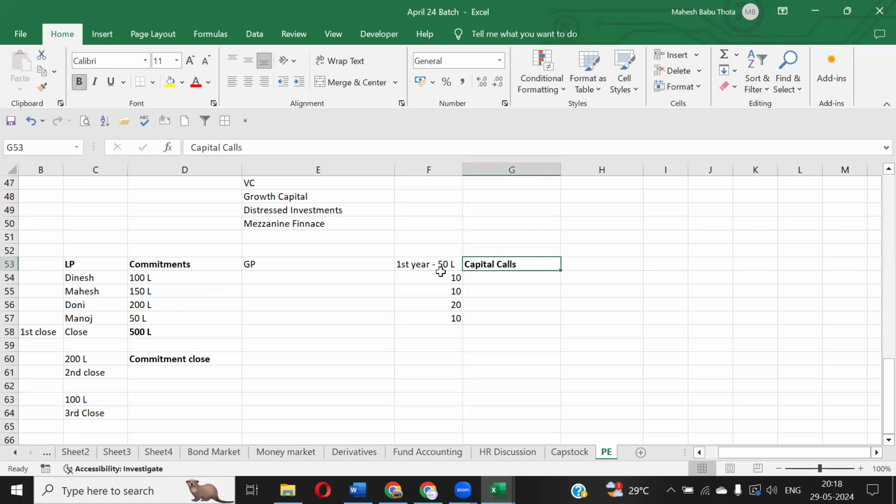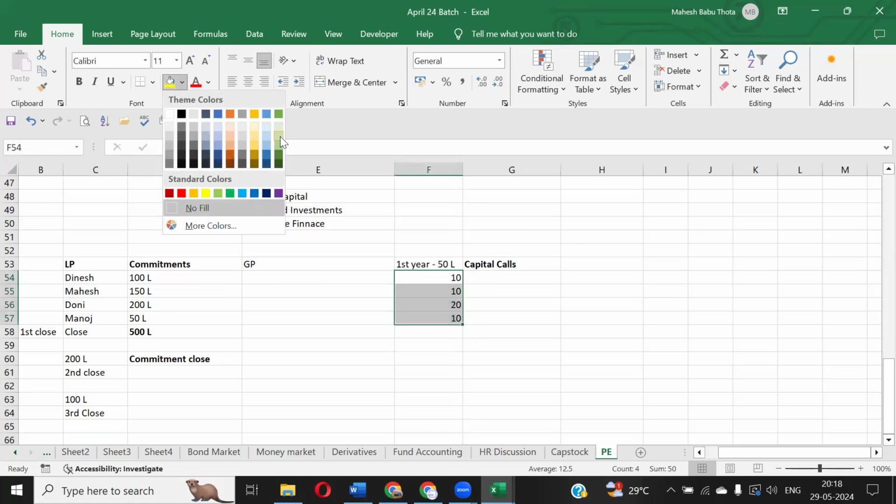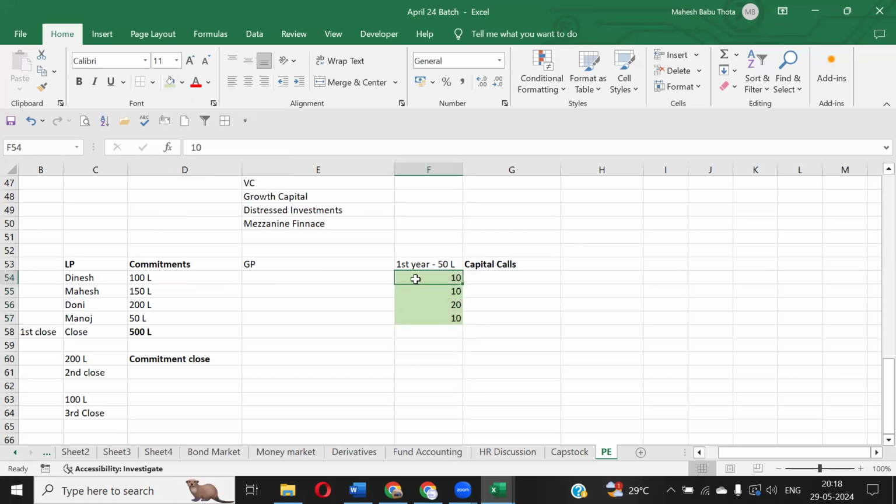Again, let's come back to the same example. We are discussing capital calls. They have issued capital calls of 10 lakhs, 20 lakhs, and 10 lakhs. Let's assume all these investors have paid the respective capital call amounts issued to each of them. So as Dinesh, after paying this 10 lakhs, how much capital can I collect from Dinesh? 90 lakhs, right?